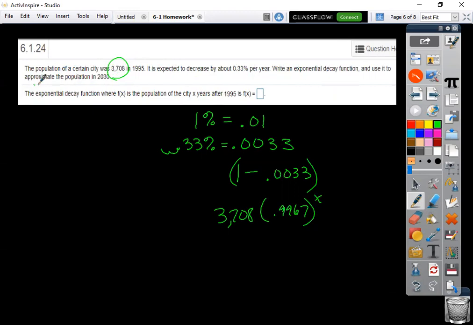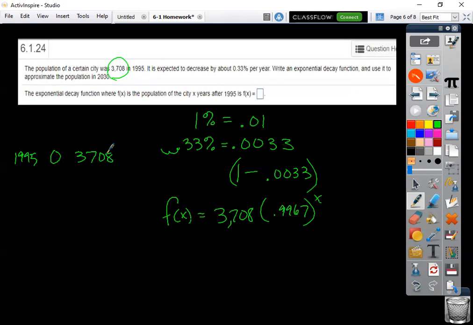And so this is just a small town of 3,708. It says a city, but I wouldn't call a city a population of 3,000. And I don't see where it says that that's in thousands or millions or anything. So that's just the straight up number. And it says call it f of x. So if we put in a 0 here, that's 1995. And then if you put it in that formula, it comes out to 3708.